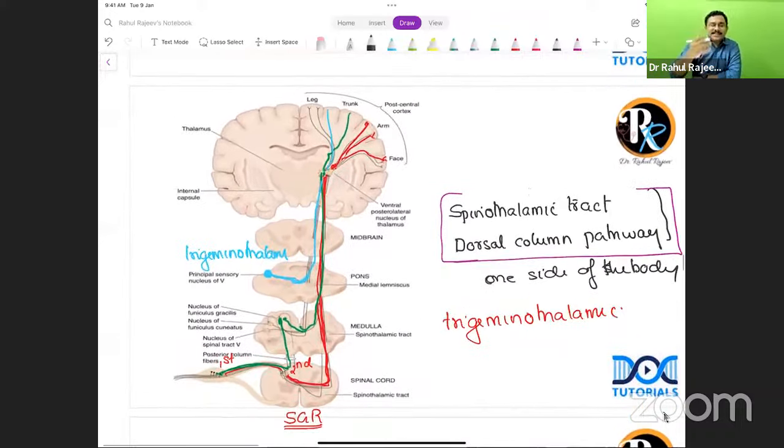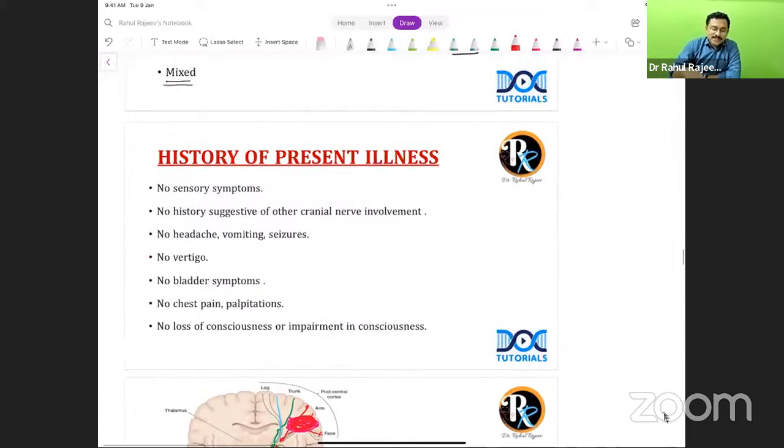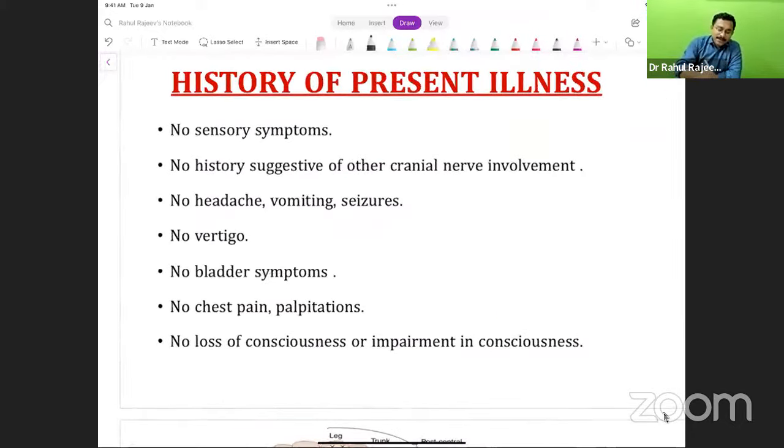So my dear students, just like in a stroke, you can have motor pathways getting affected, you can even have sensory pathways getting affected. So suppose you have a stroke involving these fibers. Definitely, you can have sensory affection as well. What are the superficial sensations, deep sensations, cortical sensations, I will be teaching you when I teach you the examination part. For the time being, the patient is not having any sensory symptoms. There are no sensory symptoms, no history suggestive of other cranial nerve involvement.